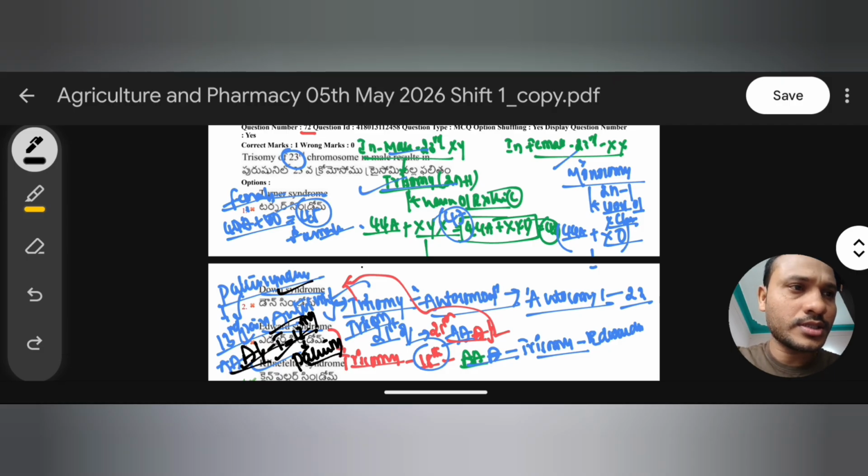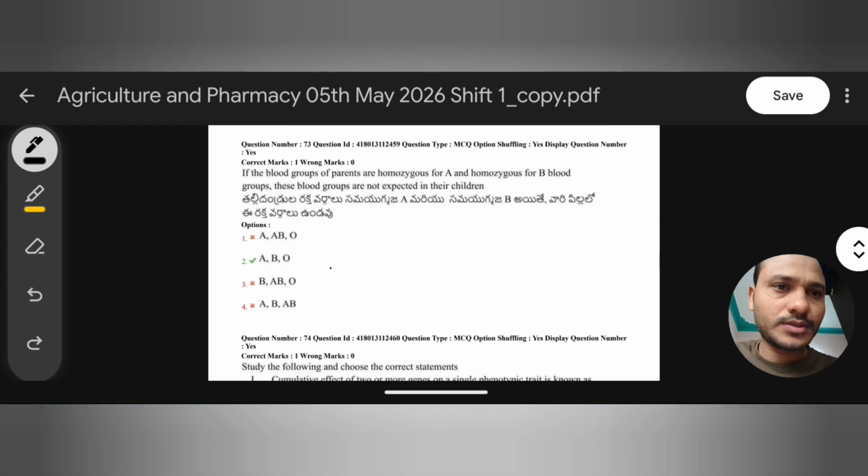So we analyzed all these Mendelian disorders in detail. Okay, next one, the 73rd question: if the blood groups of parents are homozygous for A and homozygous for B blood group, here we analyze.